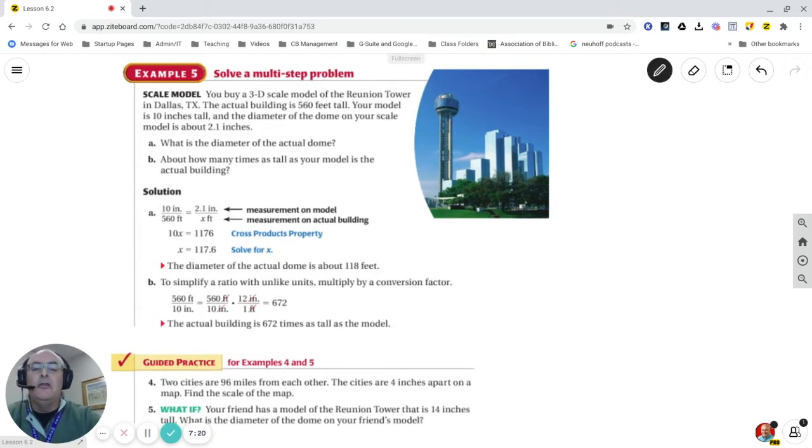The same thing occurs here when we have a scale model. In this case, we've got a scale model of Reunion Tower. The actual tower is 560 feet tall. If our model is 10 inches tall, we can then establish what the scale factor is between the model and the actual tower itself.